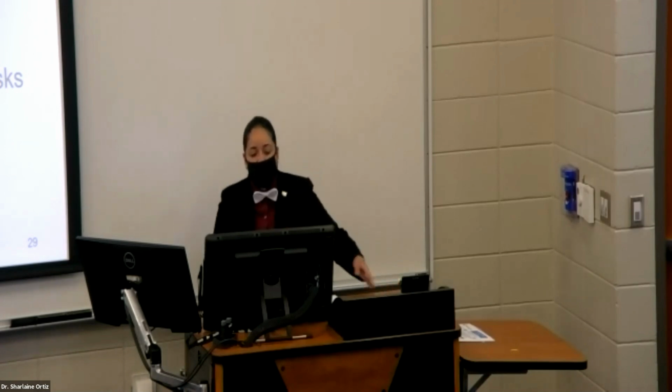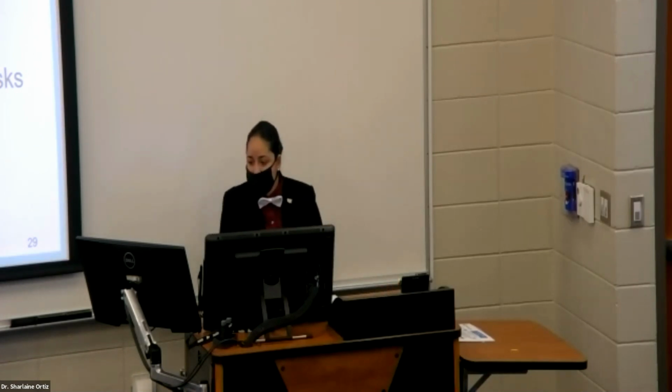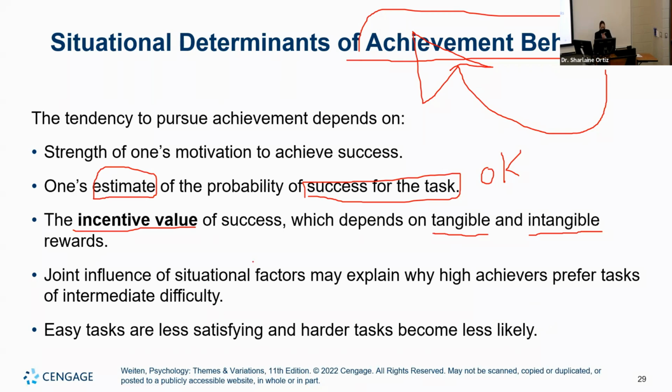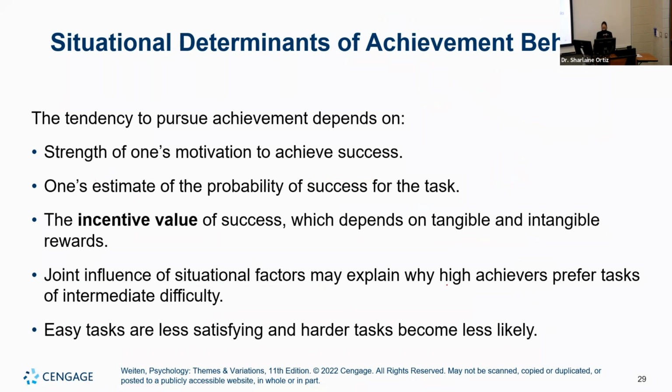Now, notice that situational factors are also going to contribute. They're going to explain why it is that high achievers generally prefer tasks that are intermediate, that are not that difficult. Why is that? Well, generally, a person who is a high achiever has, for example, determined that if it's immensely challenging, the probability of me succeeding is lower.